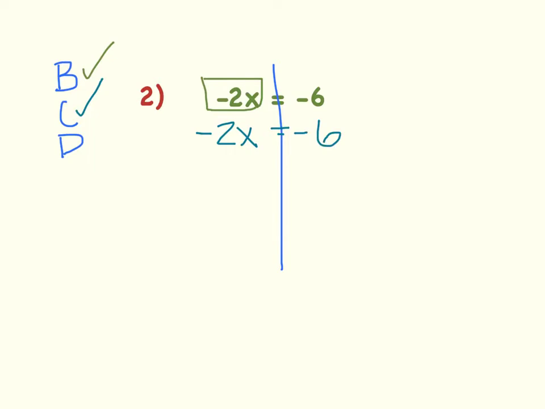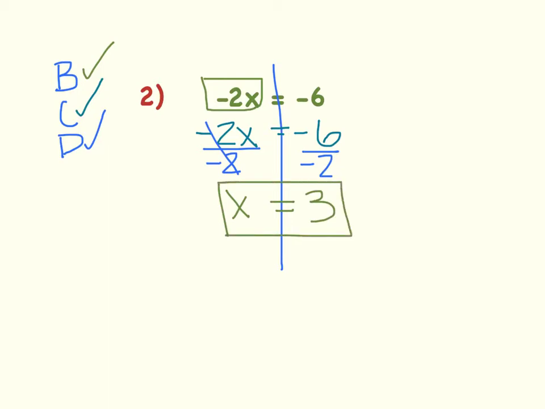And now I have to resort to D, which stands for divide by the number inside the box. So all I have to do here is divide everything by the number inside the box, which is a negative 2. X equals negative 6 divided by negative 2 is positive 3.